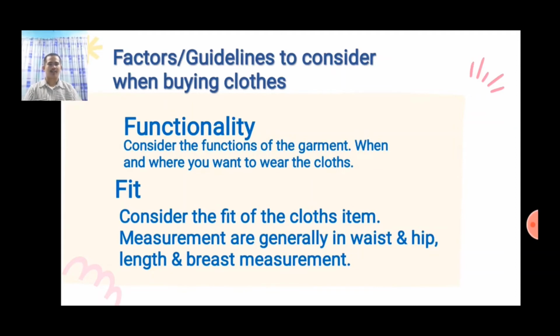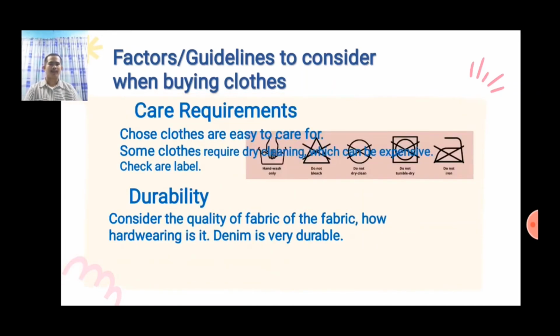Factors or guidelines to consider when buying clothes. Functionality: consider the functions of the garment, when and where you want to wear the clothes. Fit: consider the fit of the clothing item. Measurements are generally in waist and hip length and breast measurement.